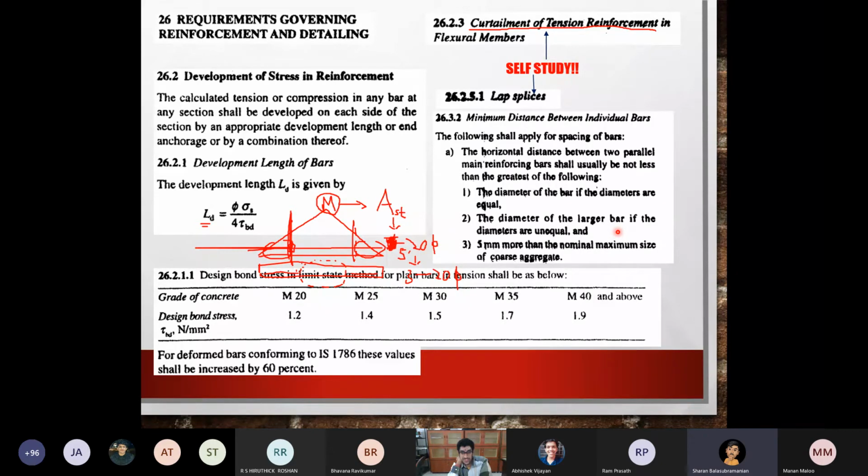Won't settle in the sense what? What do you mean? We will not be able to place the bar at all, like inside. We will not be able to pour the concrete around it. It may separate the coarse aggregates from the concrete because there is no space for the coarse aggregates to move through it.